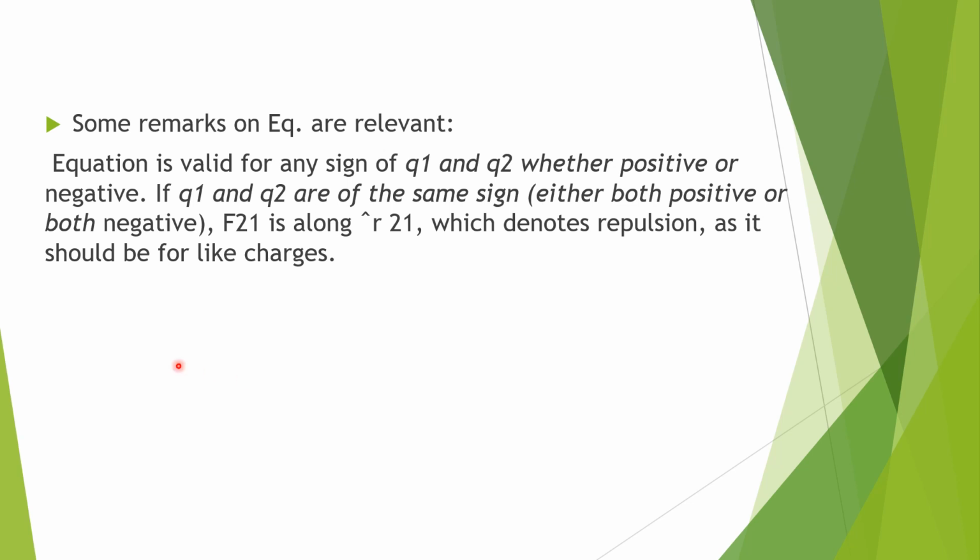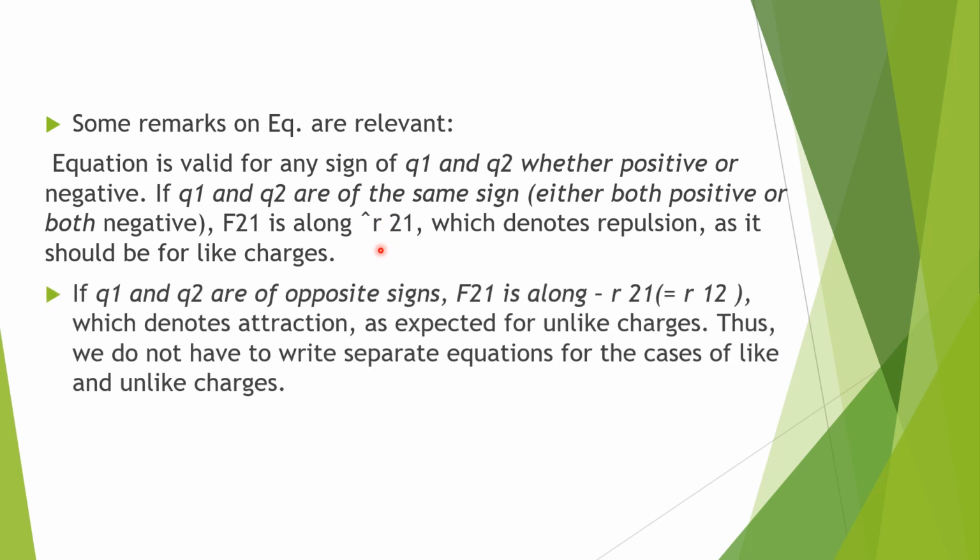Some important points are: this equation of Coulomb's law in vector form is valid for any charges, whether both are positive, both negative, or one is positive and one is negative. Only thing is that you should be careful about the direction. F21 is acting along R21. When both the charges are of same sign, both positive or both negative, we have seen the force of interaction will be repulsive and the direction is given by unit vector R21.